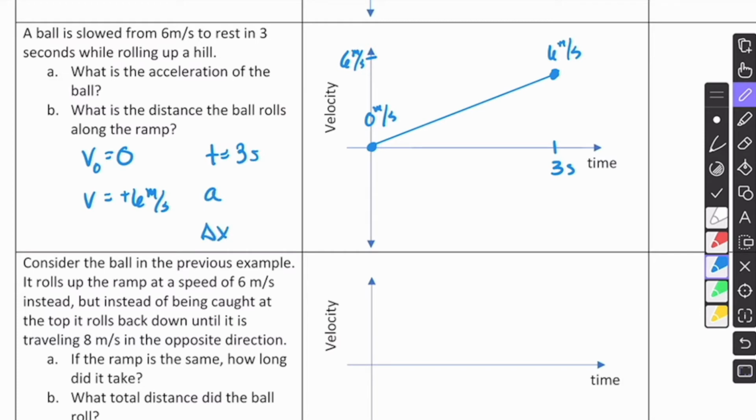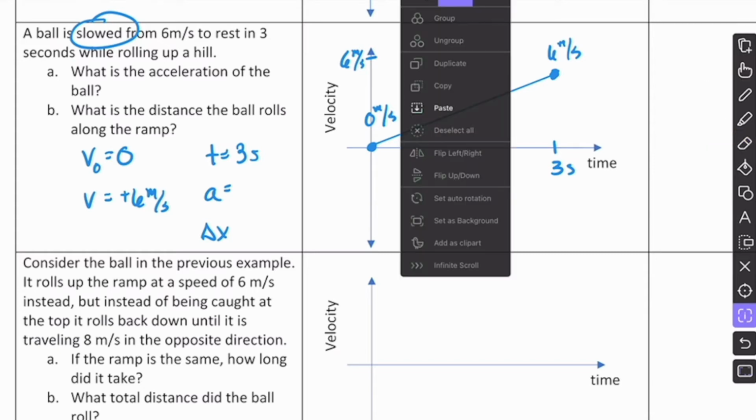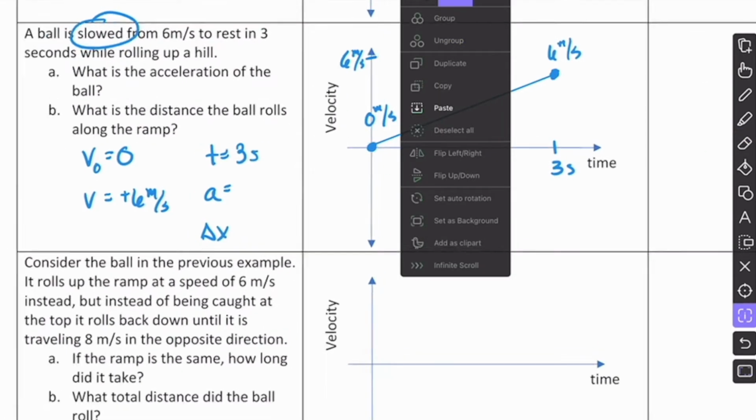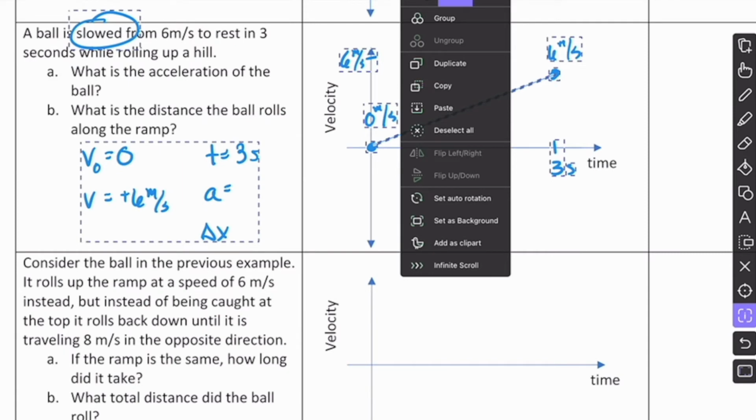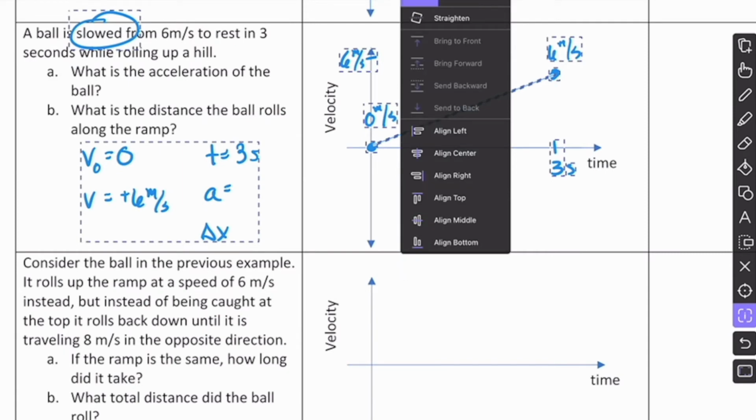Good so far? Yep. I thought when it said it was slowed from 6 to rest, it was really... Oh, I'm sorry. You're right. I didn't even see the word slowed. I just plowed right through that. Thank you. So we should probably get rid of that. Do better. Although I don't think you guys did bad. It's just like I did bad.